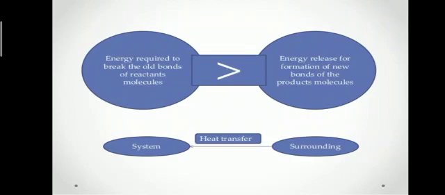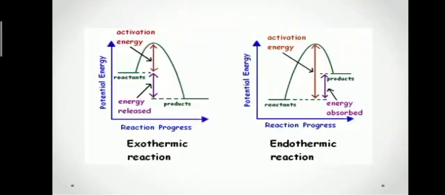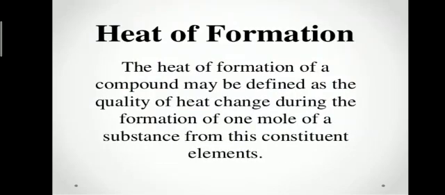The energy required to break the old bonds of the reactant molecules is greater as compared to the energy released for the formation of new bonds of the product molecules. So the heat is transferring from the surroundings to the system. Here you can see that in the exothermic reaction, the reactants need less energy to convert into products, while in the endothermic reaction, the reactants' bonds are stronger and need more energy to form the products.